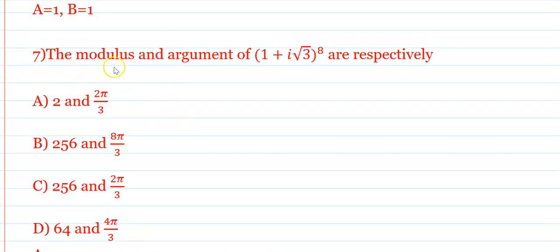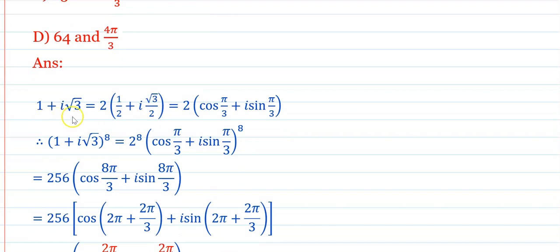Next, the modulus and the argument of 1 plus i root 3, bracket raised to 8, are respectively. We have to find the modulus and the argument. Now see this 1 plus i root 3. By taking 2 as common, in the bracket I will get 1 upon 2 plus i root 3 by 2. If I multiply this by 2, 2 into 1 upon 2 gives 1, and 2 into i root 3 by 2, the 2 gets cancelled, gives i root 3.